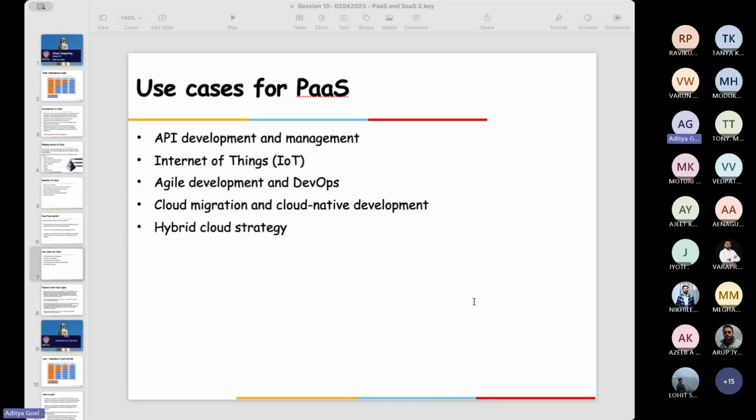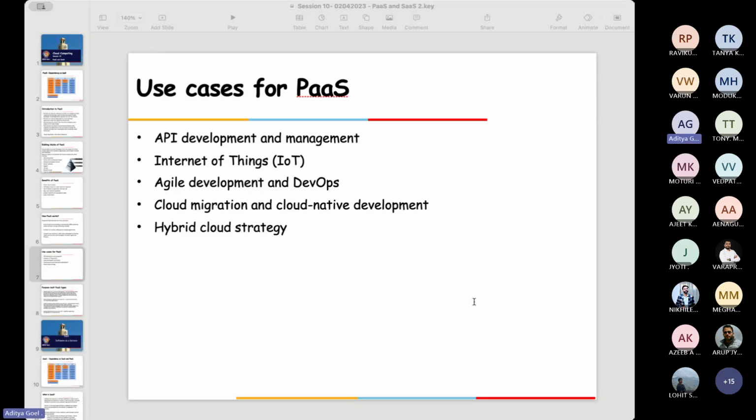One is of course the API development and management. I'm sure most of you would understand what an API is. This stands for Application Programming Interface. And I'm sure you also know what it is being used for. It is used to share the data or functionality between applications, isn't it? We make API calls to share the data or functionality between the various applications which are there.